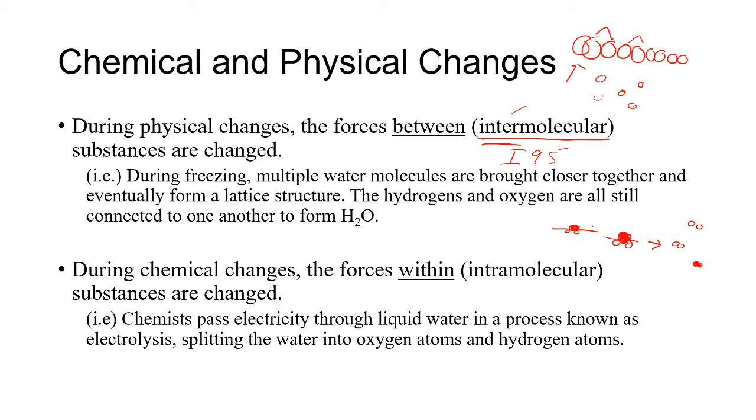If you pass electricity through liquid water, which is a process known as electrolysis, you're going to split or cleave that water into its oxygen atom. Really, it's going to be two because you'll see it represented here. The oxygen atoms and the hydrogen atoms, respectively. So the main difference between the changes is what's happening to the atoms of whatever that stuff is.